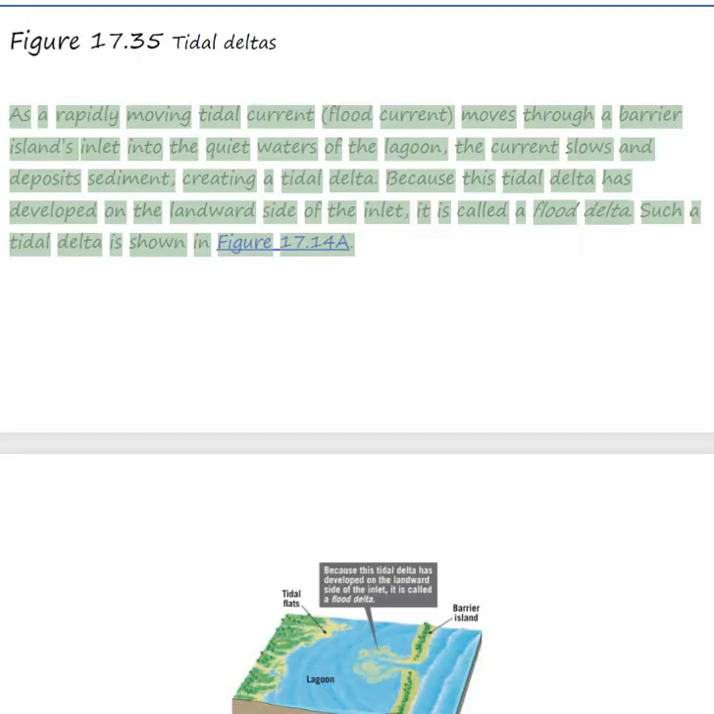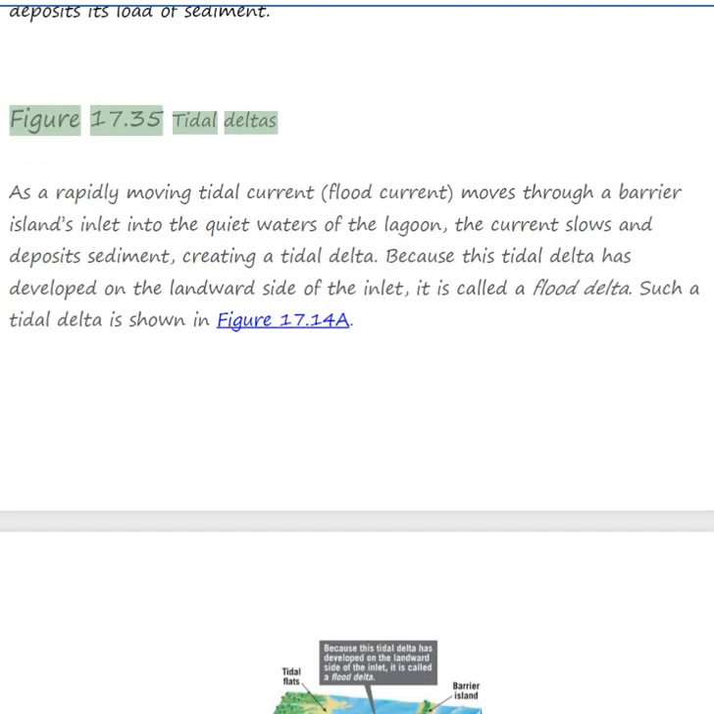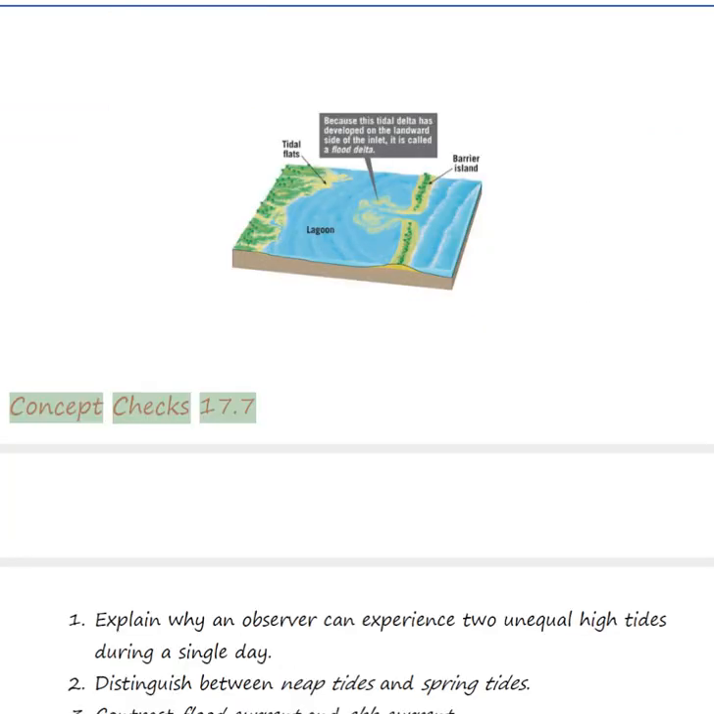As a rapidly moving tidal current moves through a barrier island's inlet into the quiet waters of the lagoon, the current slows and deposits sediment, creating a tidal delta. Because this tidal delta has developed on the landward side of the inlet, it is called a flood delta. Such a tidal delta is shown in Figure 17.14a. Figure 17.35: Tidal deltas.